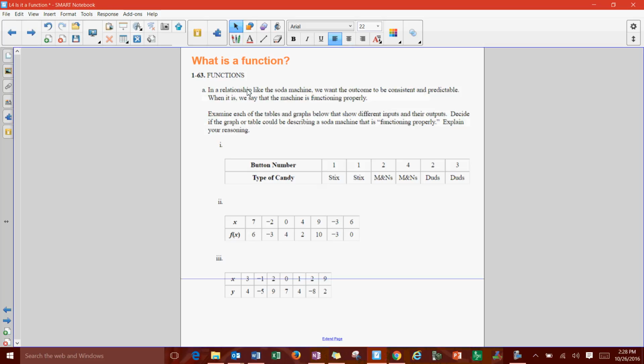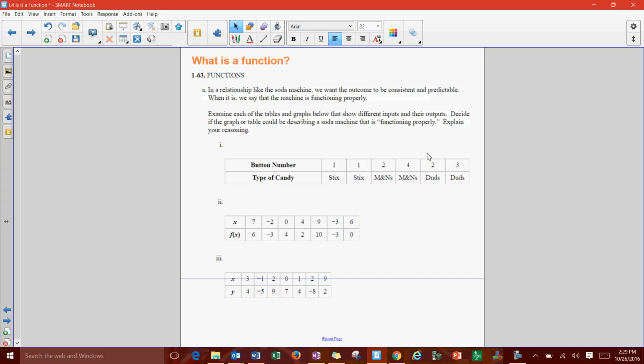So 1-63, in a relationship like the soda machine, we want the outcome to be consistent and predictable. We want the machine to function properly. So let's look. Here's some inputs and here's some outputs. This is letter number 1. So if button number 1 gives me sticks, should button number 1 also give me sticks? Yeah. If I hit button number 2, it gives me M&Ms.